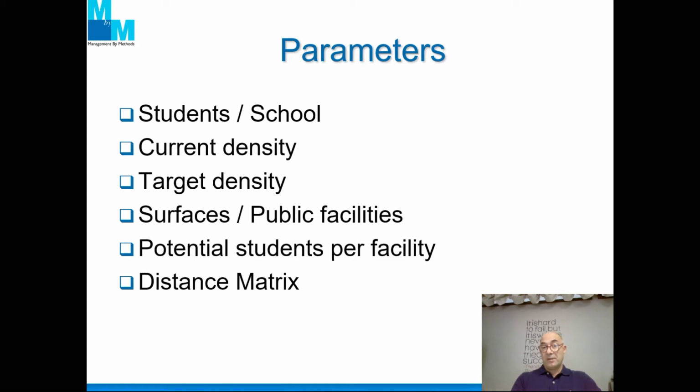Then you have surfaces of public facilities, so you have museums, you have city halls, so you need to know the footage of all these facilities. Then you can determine the potential number of students for each facility. You also need a distance matrix defining how far each school is from all the other potential facilities.